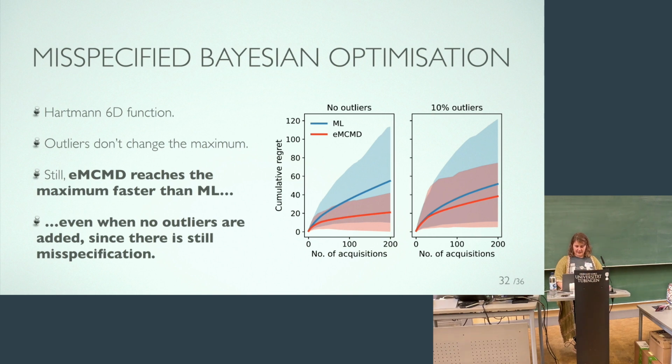So in a certain sense, this is a more real setting. This is running Bayesian optimization on a Hartmann 6D function that's very peaky. And we are adding outliers that are truncated at the top, so they don't change the maximum. And we see that EMCMD reaches the maximum of the function faster than maximum likelihood here. So cumulative regret is lower. Even in the case where we had no outliers, but that's because originally the problem is fairly misspecified.